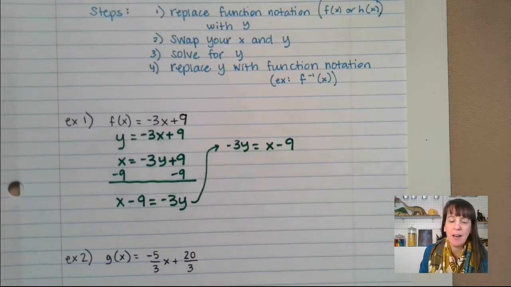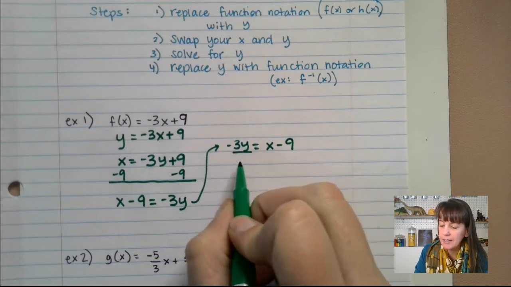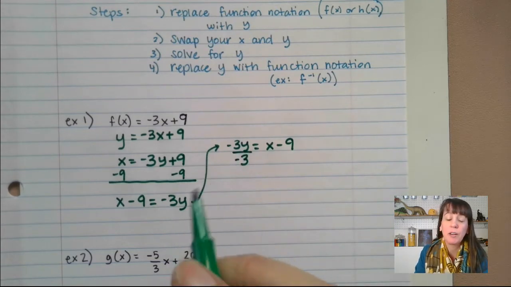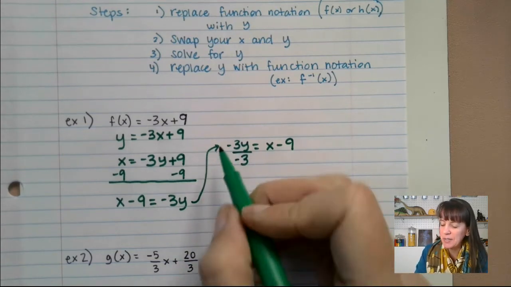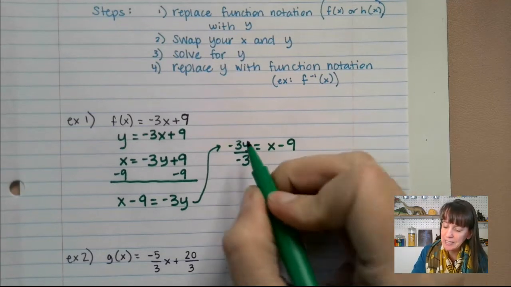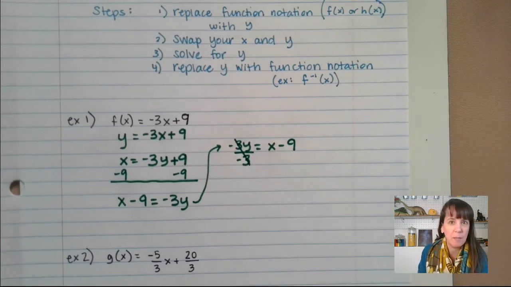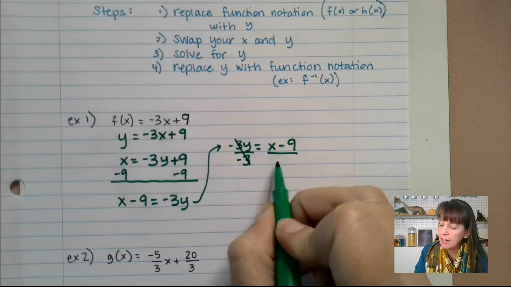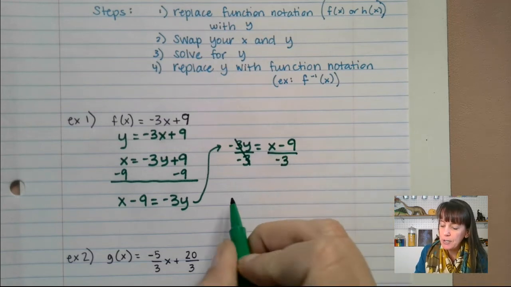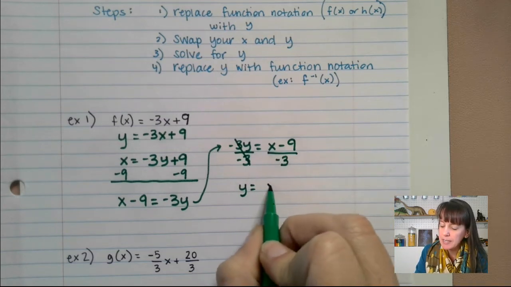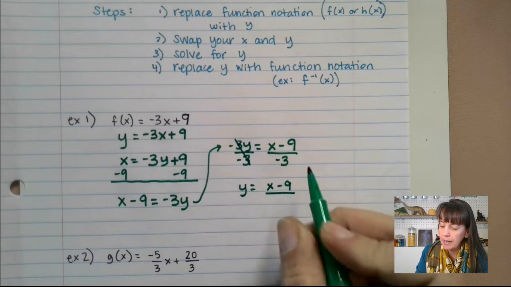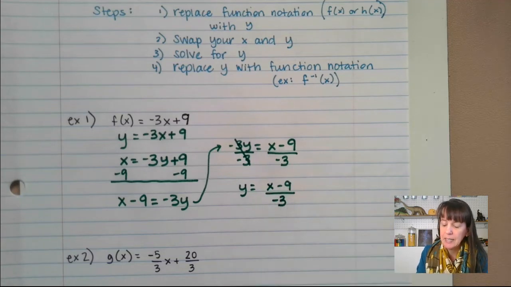Now to get that y by itself, I need to divide. The opposite of multiply is divide. So I need to divide this side by negative 3 to get that y. There's that y by itself. If I do it to one side, I've got to do it to the other. So we have y equals x minus 9, all divided by negative 3.